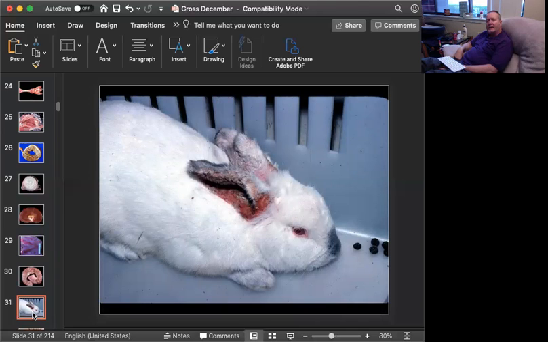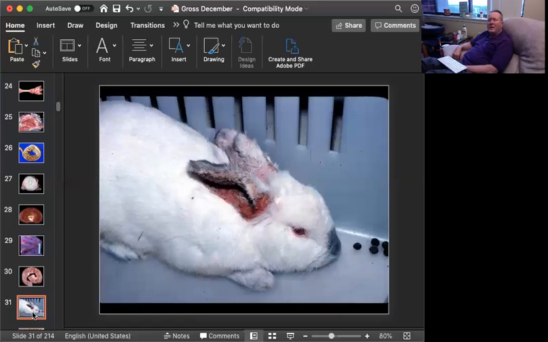Slide number 8 is tissue from a rabbit. How about a morphologic diagnosis, an etiologic diagnosis, going old school, and a cause?